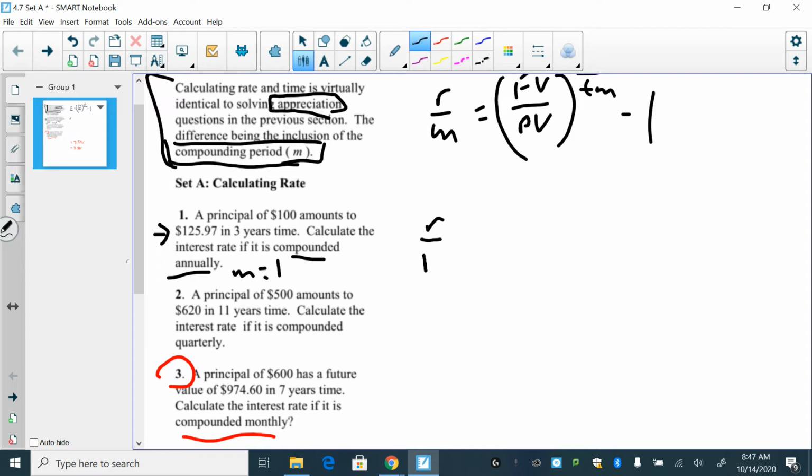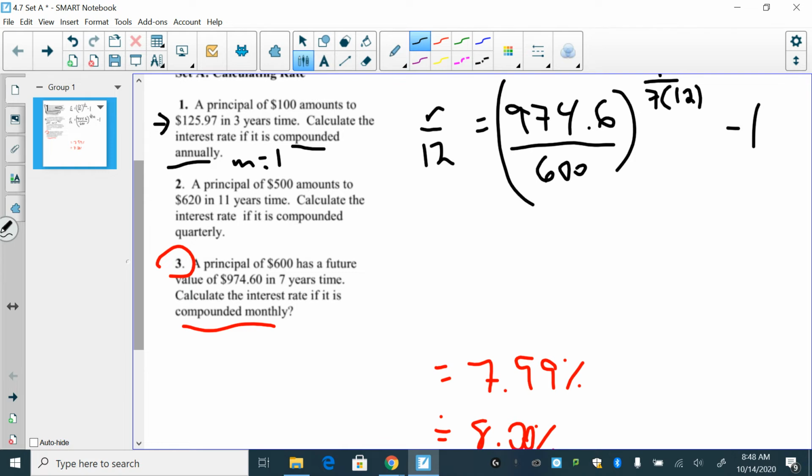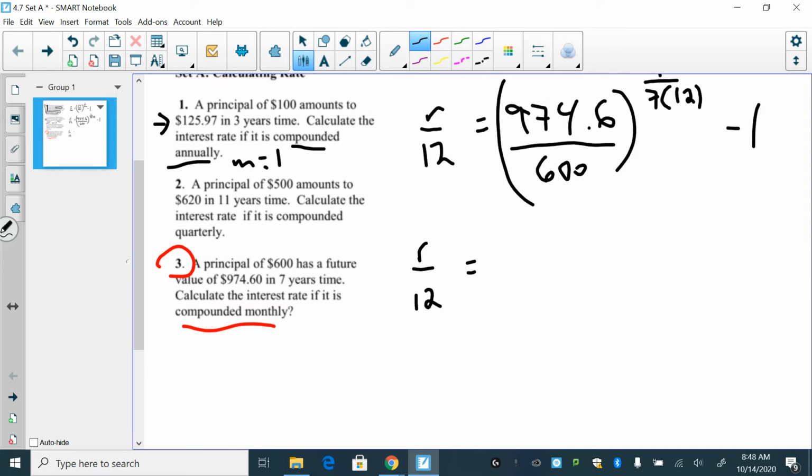So we've got r over 12 because m is 12 because it's compounded monthly. The future value is $974.60 divided by, I started off with 600. It's all to the exponent of 1 over t. T is 7 years. M is 12. And I'm going to go minus 1. Okay, so let me just erase this part as well. I'm going to leave the left side, r over 12, just the way it is. So leave that alone. Okay, so I'm going to take the $974.6 and divide it by 600. Okay, so at least 4 decimal places.